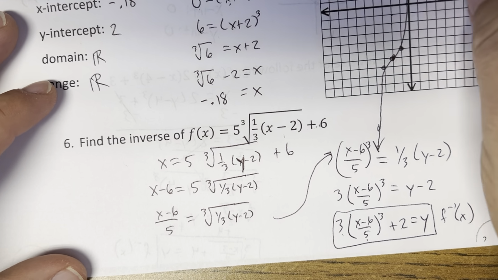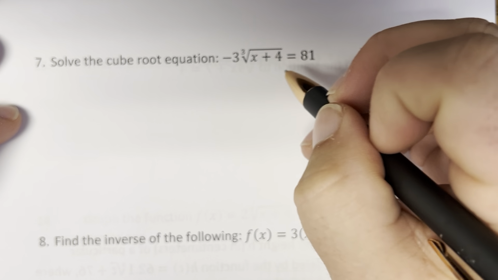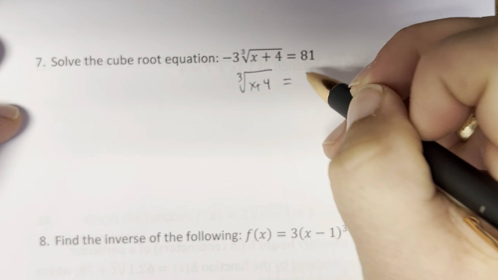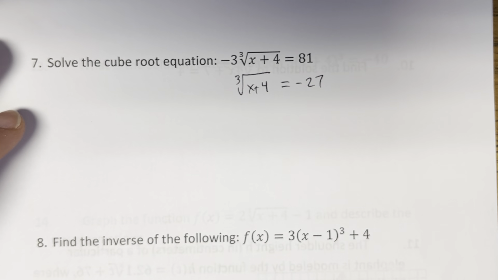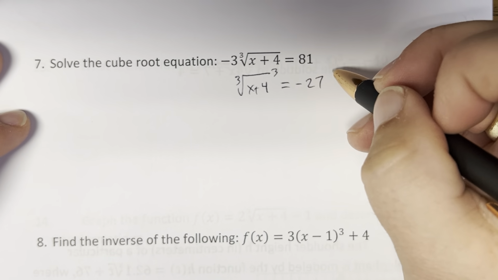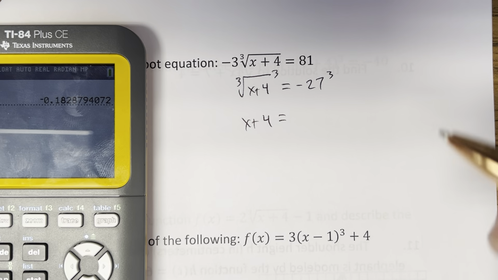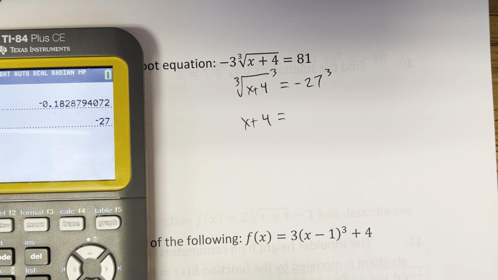Number 7, solve the cube root equation. And so we'll start by dividing by -3. So cube root of (x plus 4) is equal to, when we divide by -3, I believe that's -27. And then to get rid of that cube root, we're going to cube both sides. And so I'm going to need a calculator on that one. And go ahead and verify that I got that first part right. Yep, -27. Then we're going to cube that answer.